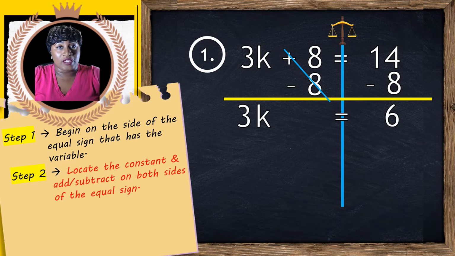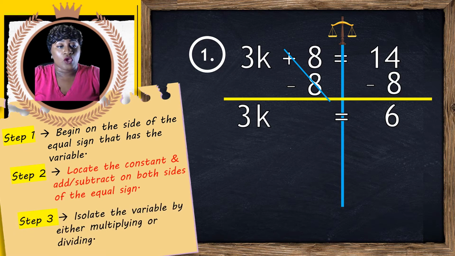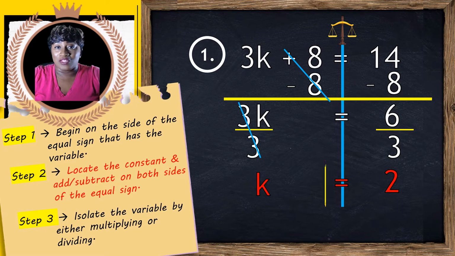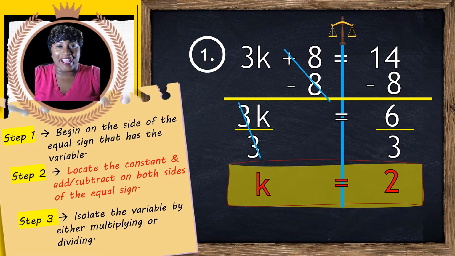Now, to get k isolated, we will isolate it by either multiplying or dividing. We know that we're not done because k is not alone. k is being multiplied times 3. So to isolate k, we will divide both sides by 3. This will leave us with k equals 2. Therefore, our answer is k equals 2.